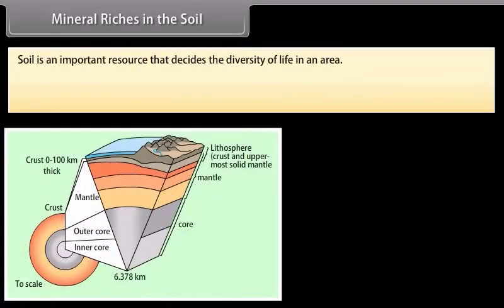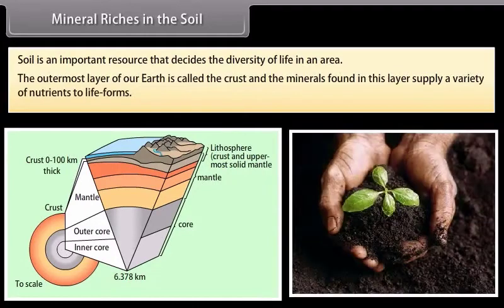Mineral riches in the soil. Soil is an important resource that decides the diversity of life in an area. The outermost layer of our earth is called the crust, and the minerals found in this layer supply a variety of nutrients to life forms.